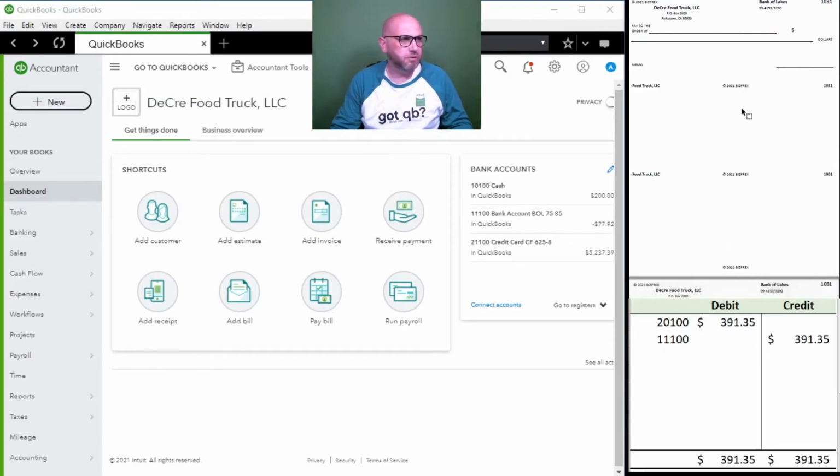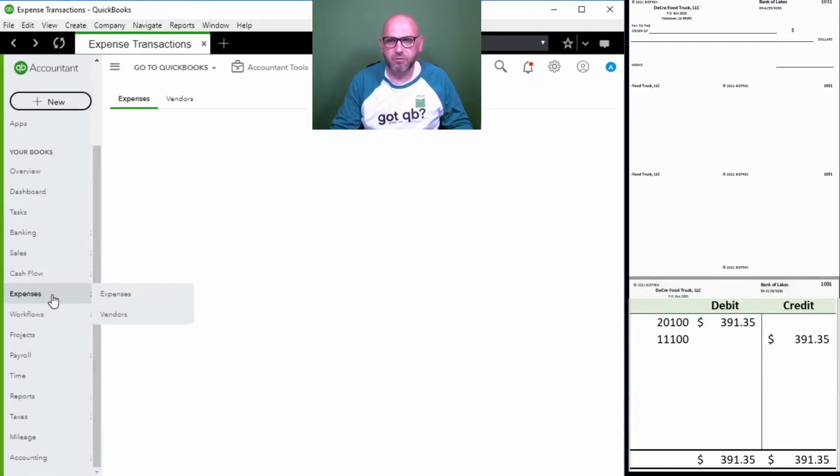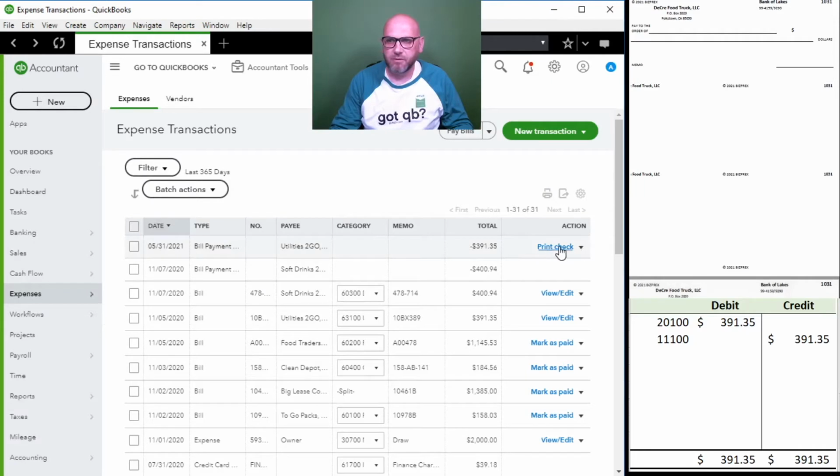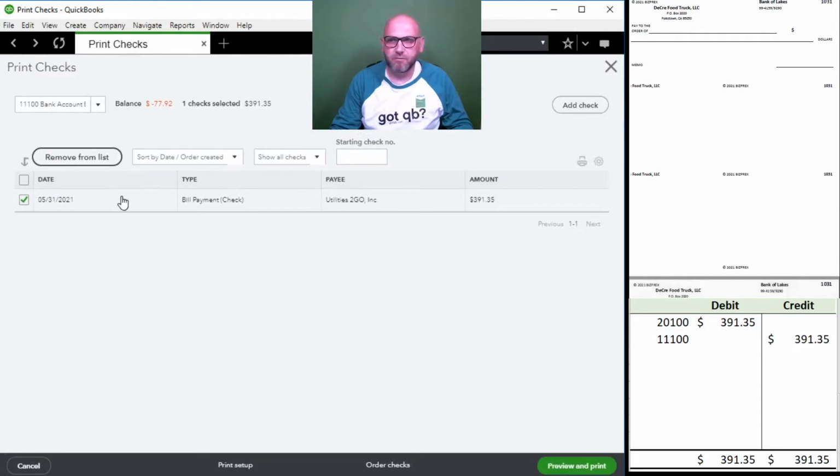Okay, so now we have to go and print this check. Because we clicked print later, until we print it, this transaction technically will not be booked. So let's go ahead and print it. The way you do it is through the expense module right there. So here it is, that's our amount, recognize it right there. So go ahead and print checks. Okay, so here it is.